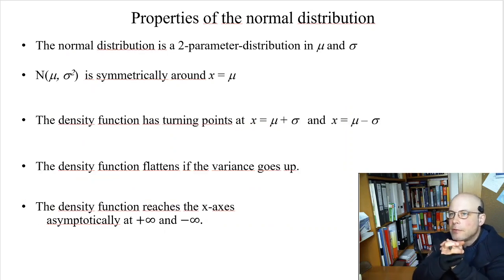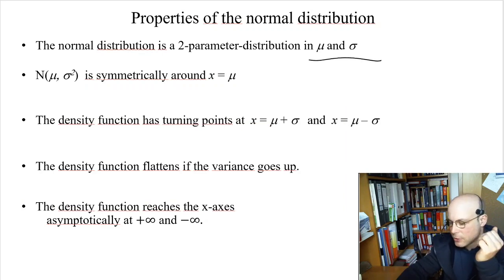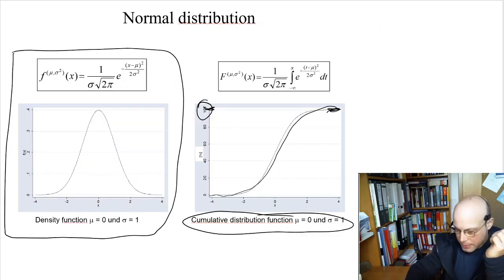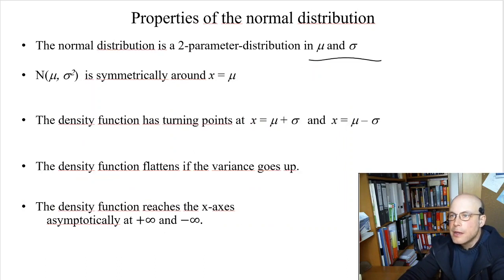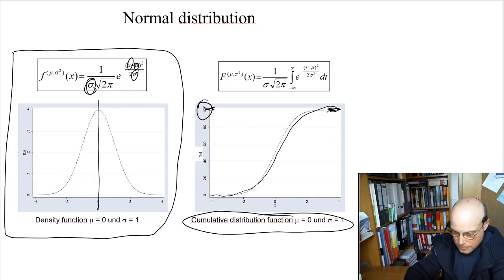So some properties of our normal distribution. Of course, this is a 2-parameter function. If we look at it again up here, this is one parameter, here is the other parameter, and x is our variable. It is, of course, a symmetric function, which we use quite often. The symmetry just follows from this here, since x minus mu squared is of course a symmetric function.